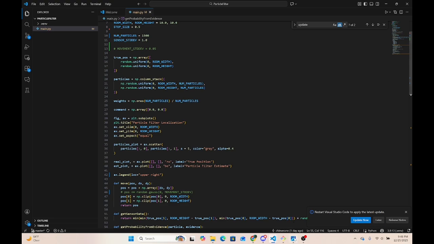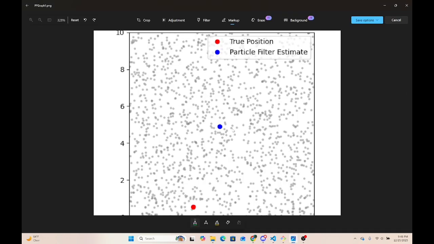As an example, this is what the particle filter looks like on initialization. Where we truly are located is the red dot. Where the particle filter thinks we are is the blue dot. And as you can see in the background, there's a ton of particles. It's an iterative algorithm, so after each iteration, we narrow down our particles to roughly around where we actually are located.